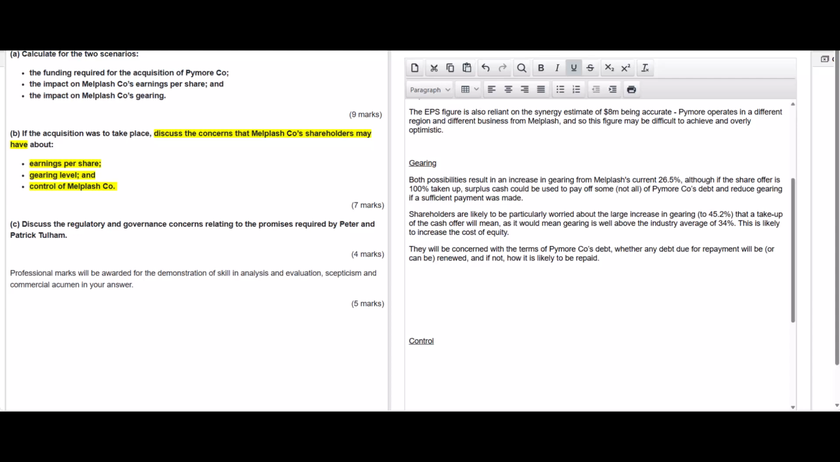So maybe how they're going to finance the investment in trains longer term, what we're going to do with that. Are we going to need more debt later down the line as well? So that could impact our decision. For now, let's move on to control.